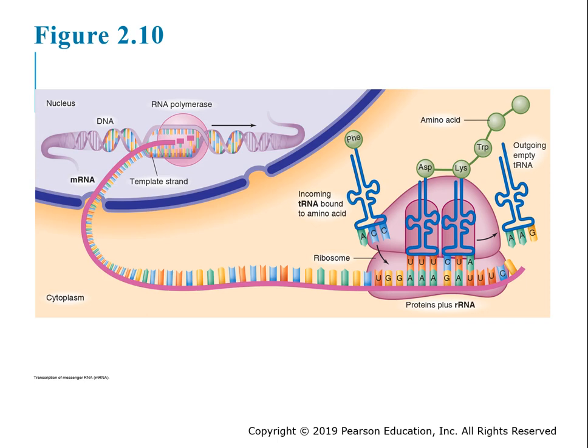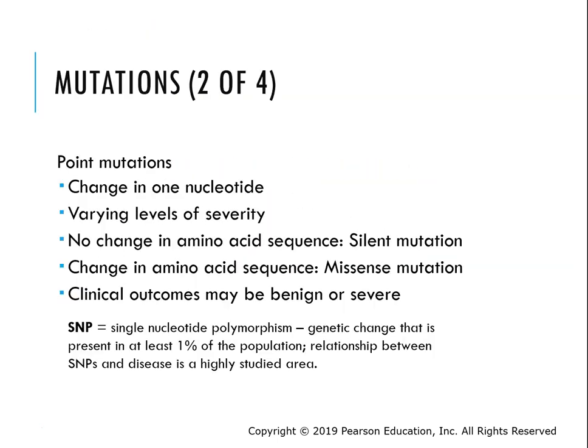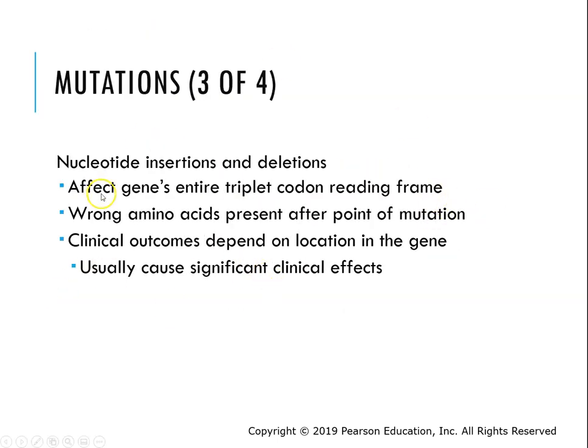Which then would probably lead to more serious effects on the cell, more serious effects on the tissue, the organ, right? The organ system, and therefore on the person, okay? So that's where we're at with that. I already said this, right? It says wrong amino acids present after where that mutation was, okay?